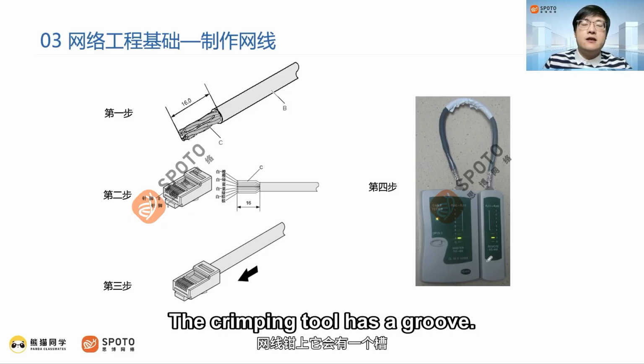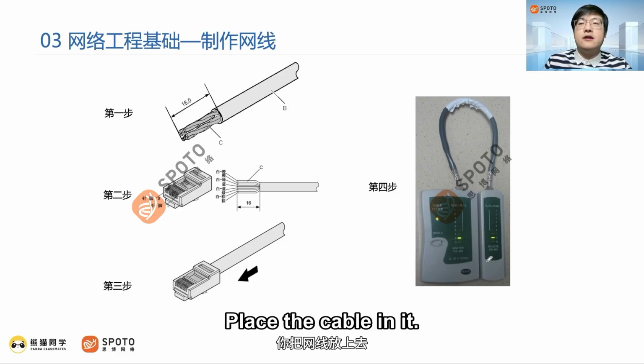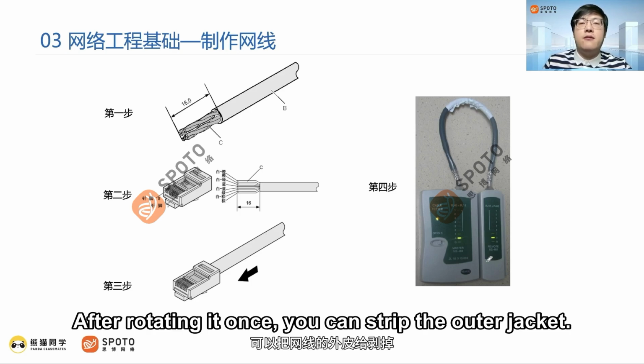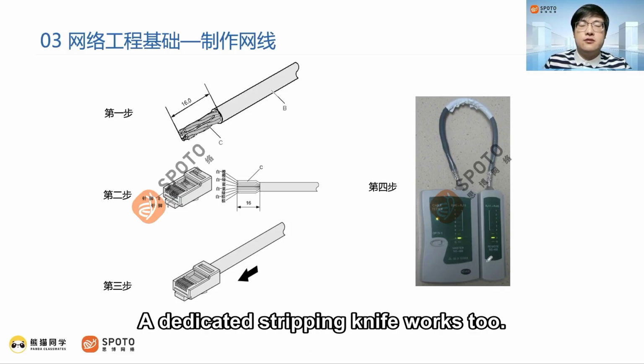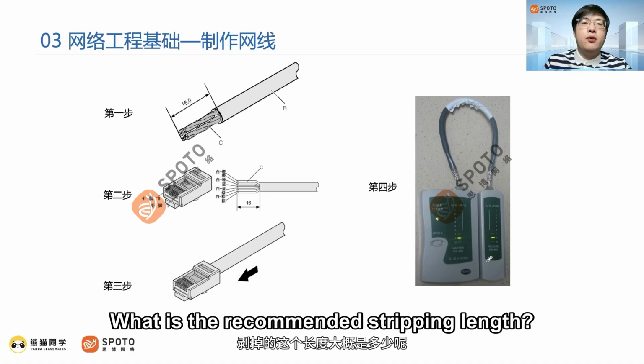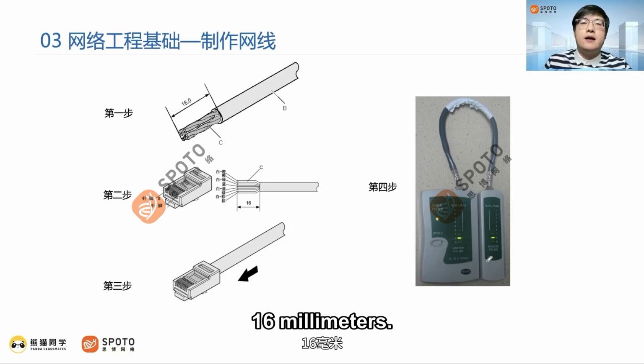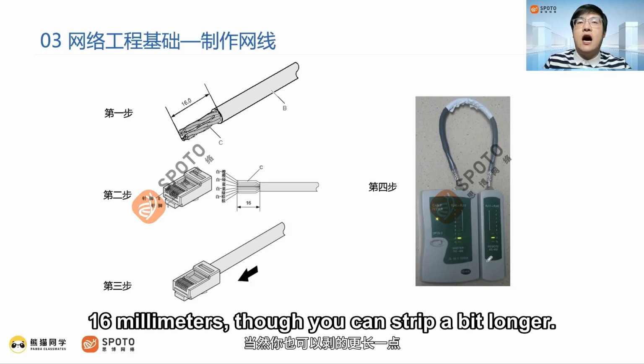So, the first step. The crimping tool has a groove. Place the cable in it. After rotating it once, you can strip the outer jacket. Of course, there is also a dedicated stripping knife, which works too. Anyway, just strip the outer jacket off. What is the recommended stripping length? 16 millimeters. 16 millimeters, though you can strip a bit longer.